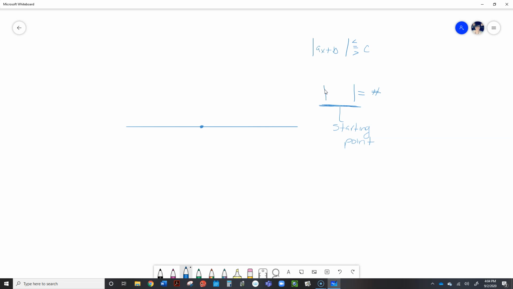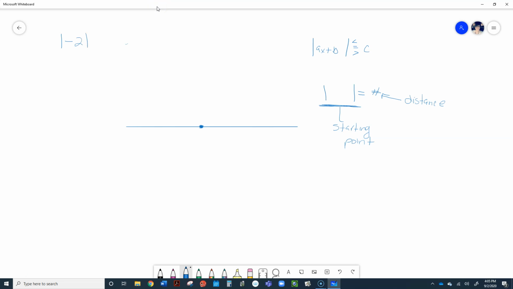Now, we're talking about on a number line. Whatever is inside that absolute value bars is going to get us somewhere on the number line. Now, I don't know where on the number line because I could be anywhere, but this is saying that wherever my starting point is, I want to go this far away. This right here is a distance.